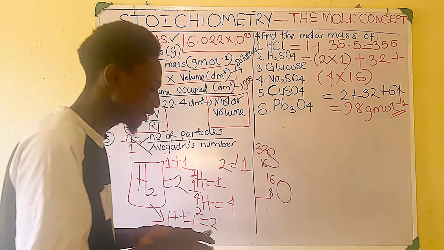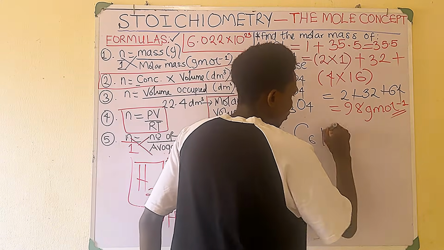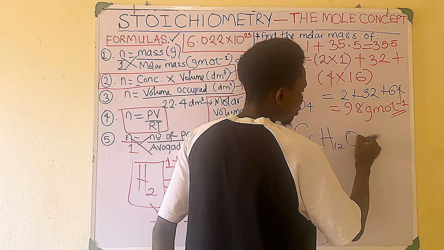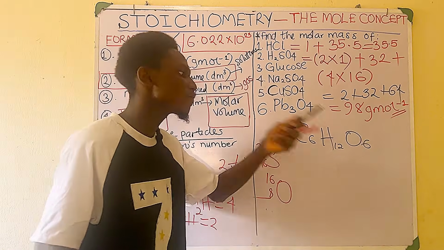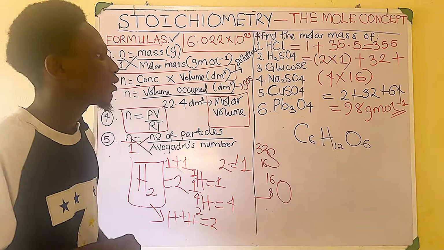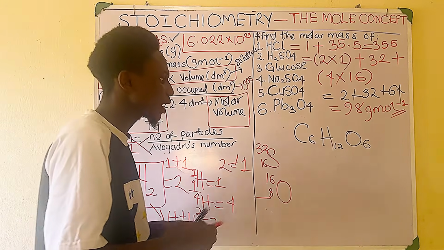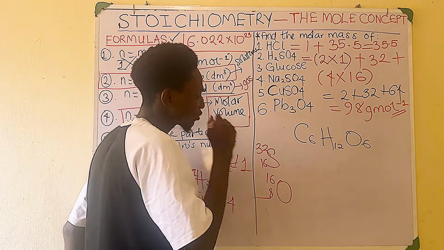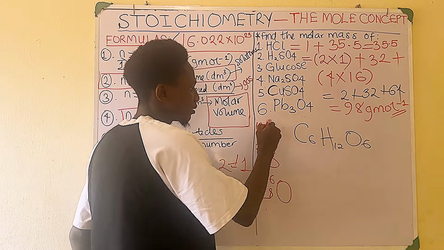Now let's go to number 3, glucose. What is glucose? You have to first write it out. According to your biology, for biology students, this is the formula for glucose, C6H12O6. Now, what are we doing? What is the atomic mass of carbon? Relative atomic mass of carbon. Carbon is in 6, then it's 12.